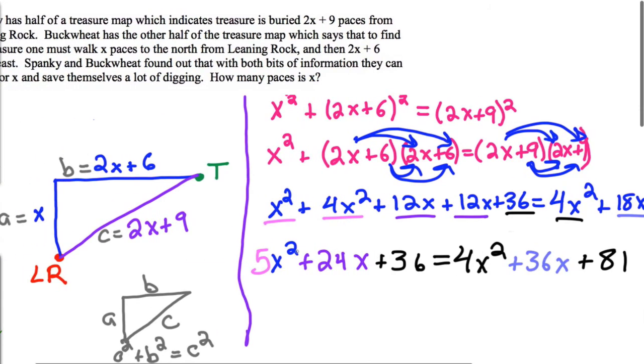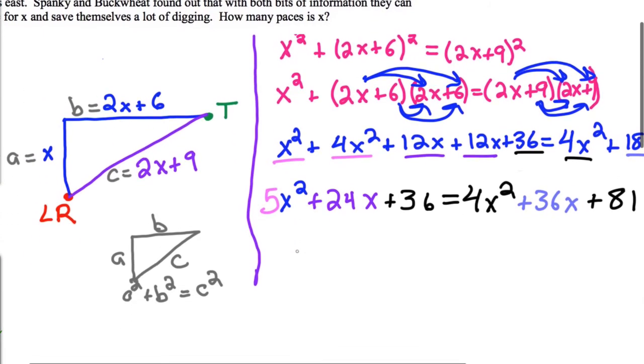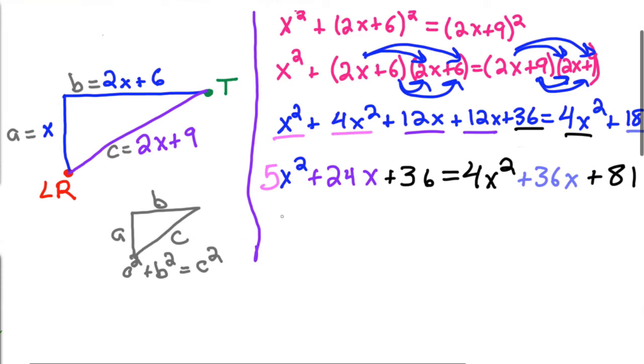Let me go back here, make sure I can see all of my triangle. Okay, so now this is a quadratic equation. So to solve this, we need to first set it equal to 0. So that means move everything to one side, and then we need to factor. So I'm going to move everything that's on the right side to the left. I'm going to subtract 4x squared from both sides, subtract 36x from both sides, and subtract 81 from both sides.